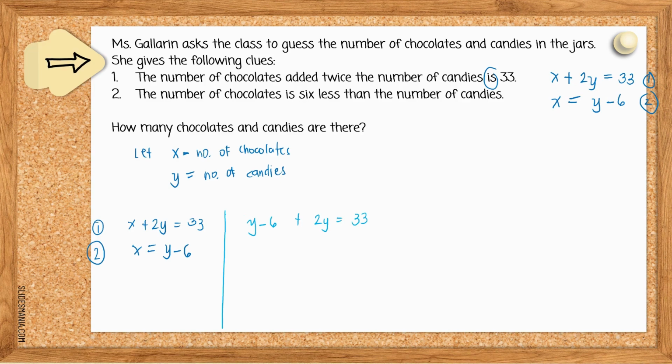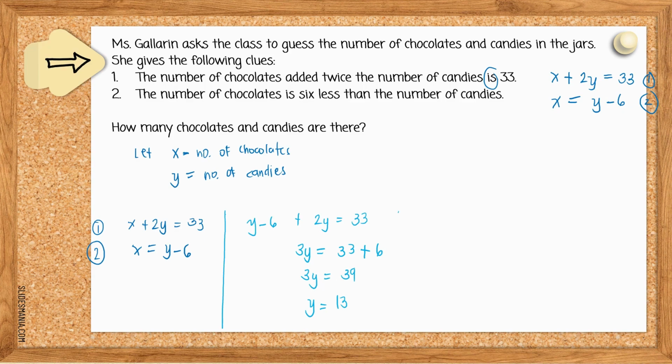We will have y plus 2y, that is 3y, is equal to 33 minus 6. We put the minus 6 into the other side, so that will be plus 6. 3y is equal to 39. Therefore, y is equal to 13, dividing both sides by 3. And we already have the value for variable y.